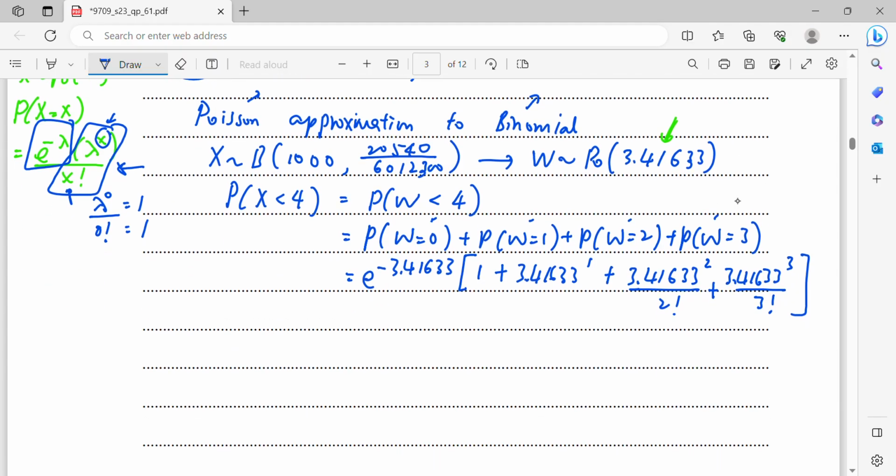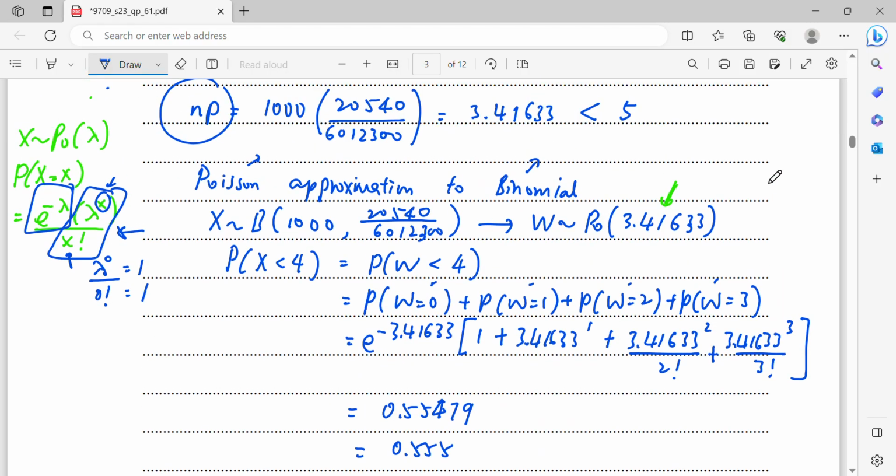Now when you calculate all these values, it will be 0.55479. We always leave our answer correct to 3 significant figures, therefore it will be 0.555. So this is the solution for question number 1.